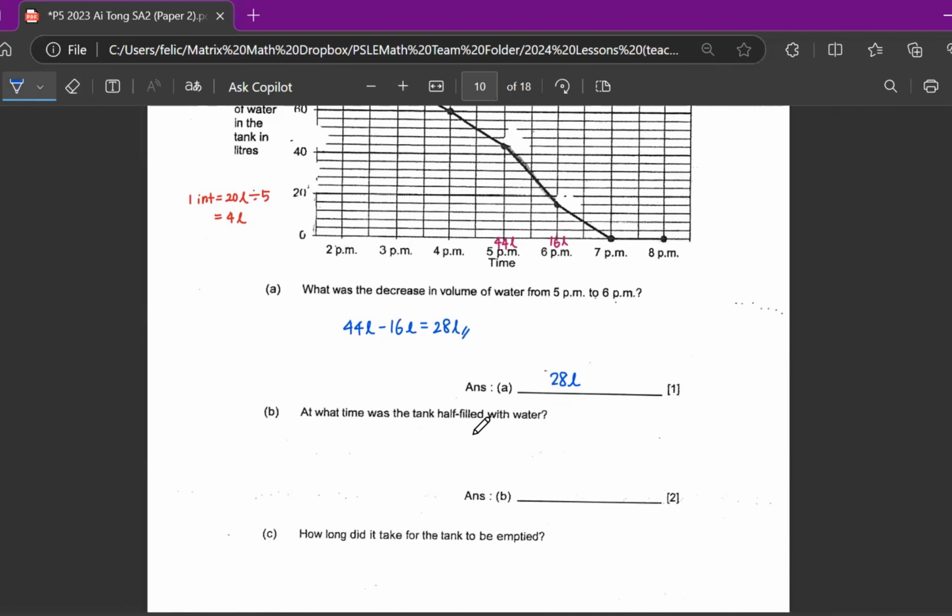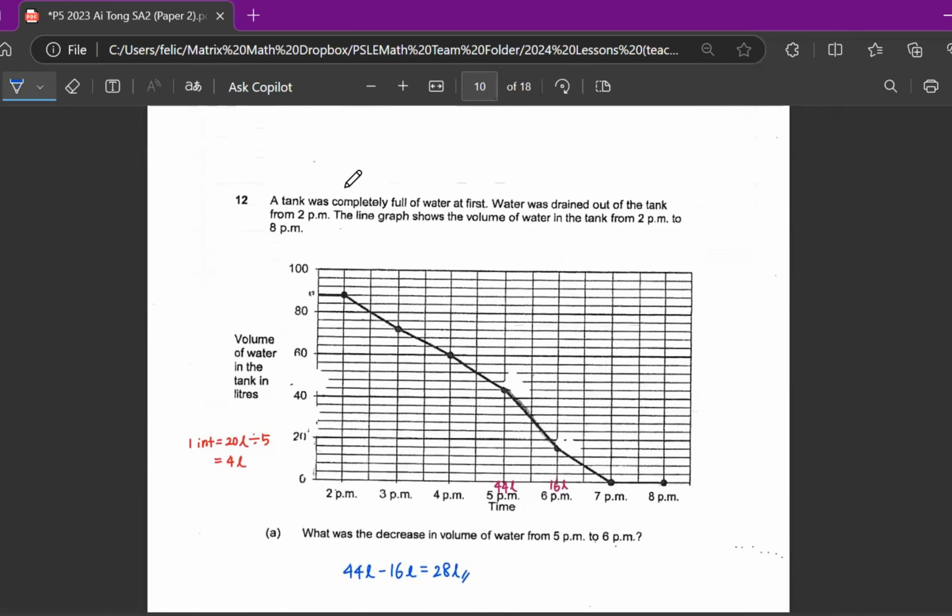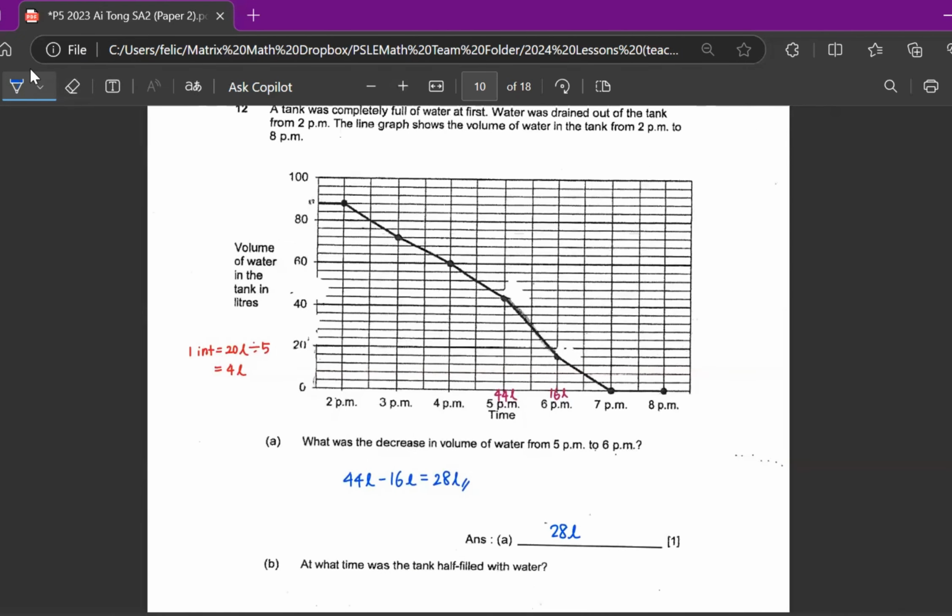To know what is half filled, you first need to know what is the total capacity of the tank. The first sentence already says the tank was completely full at first, which also means if I look at 2 p.m., right before I start to drain water out, it was completely full. So if you look at 2 p.m., what is the volume here? This will be 84, then up again, 88. So that means at 2 p.m., the total capacity was initially 88 liters.